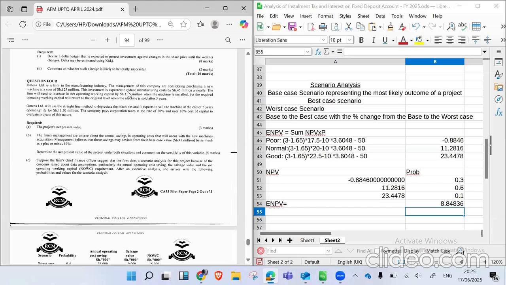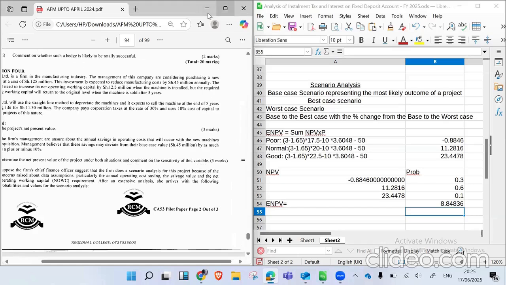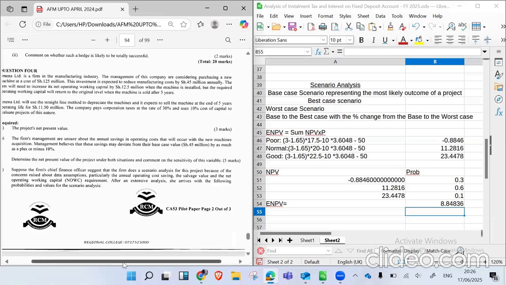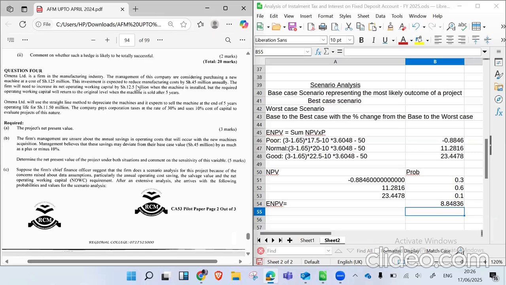Excuse, that is question number? Question number 4 of September 2015. Yes. Okay, I'm there. So, considering purchasing a new machine at a cost of 125 million, it is expected to reduce manufacturing cost by 45 million. When costs are reduced by 45 million, profits increase by the same amount.